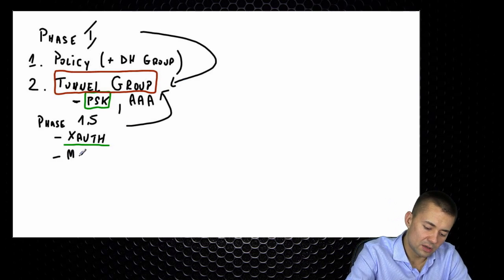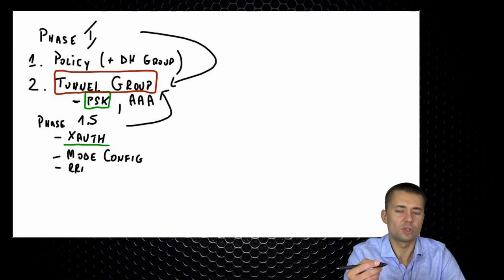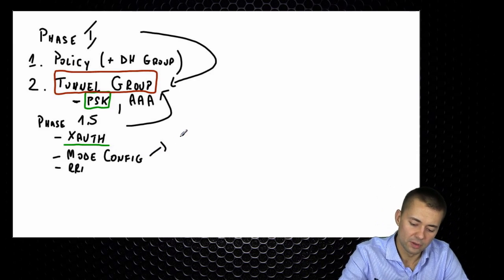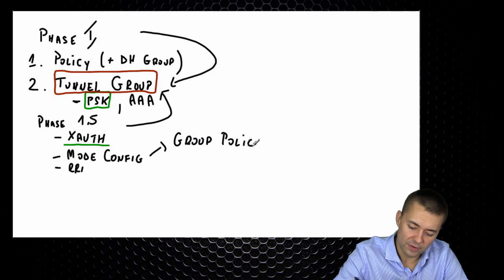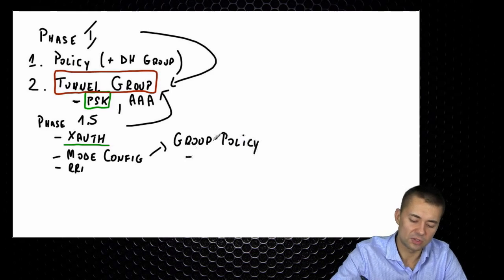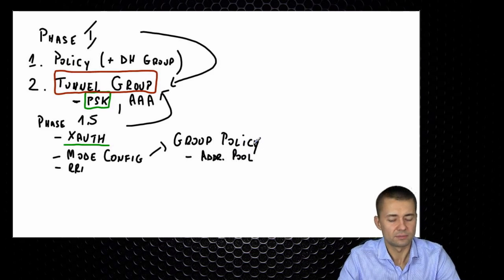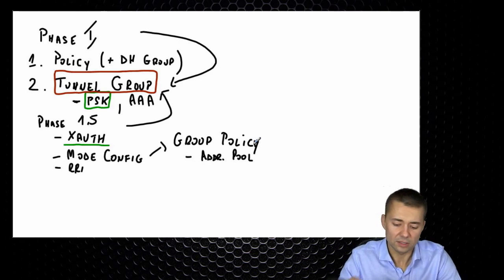Okay, there is going to be a so-called mode configuration and then reverse route injection that is going to follow. Mode configuration is going to be defined by our group policy. So another element I need to define is the group policy, and I can specify things such as an address pool. So we will be assigning an IP address to the connecting client.